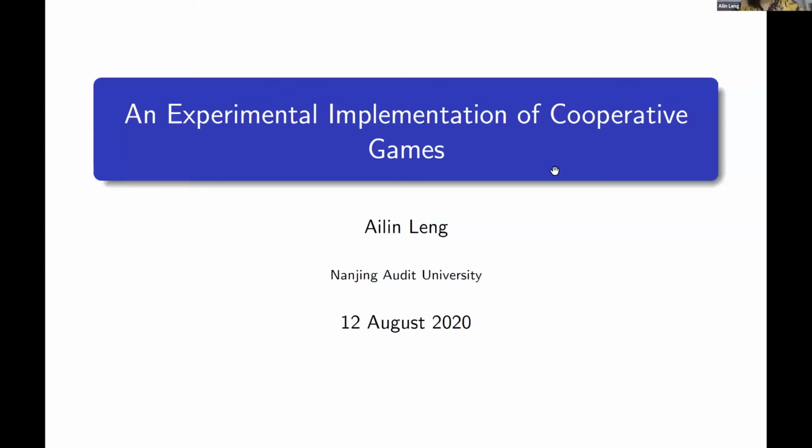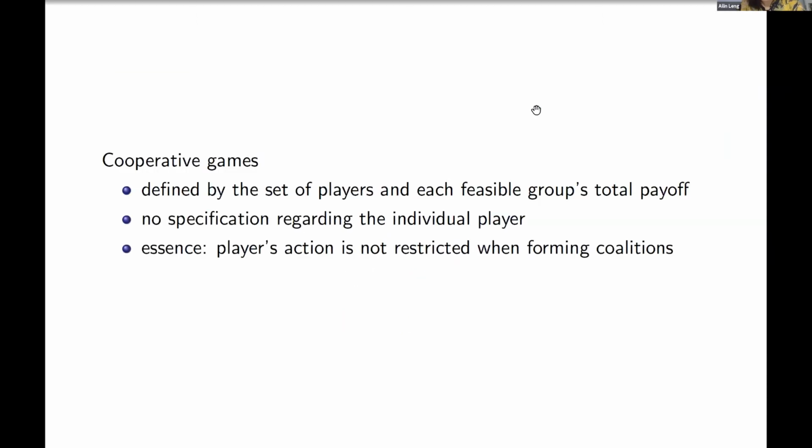Hello, everyone. The major contribution of my study is to provide a novel experimental methodology that can be used to implement general cooperative games with transferable utility. So most of the experiments we have seen so far are based on non-cooperative games. Non-cooperative games clearly define individual players' strategies. However, cooperative games are structured differently.